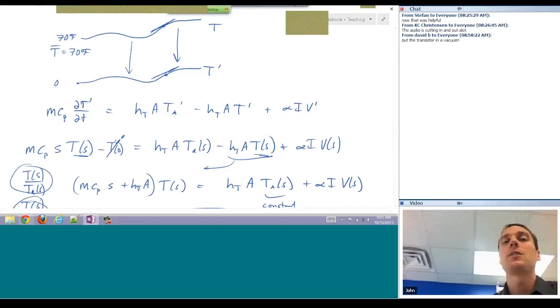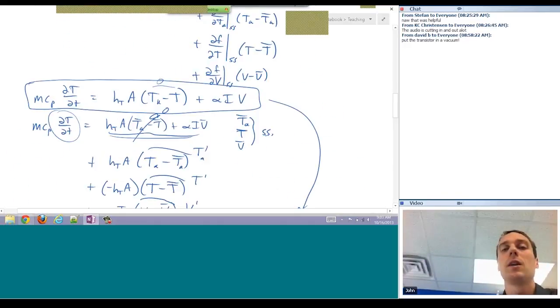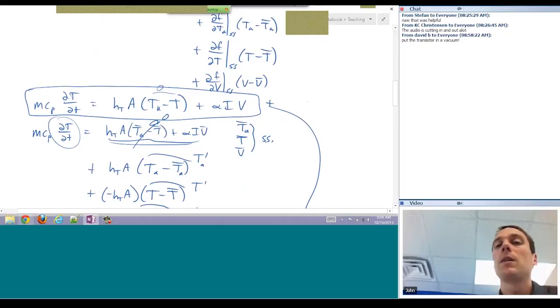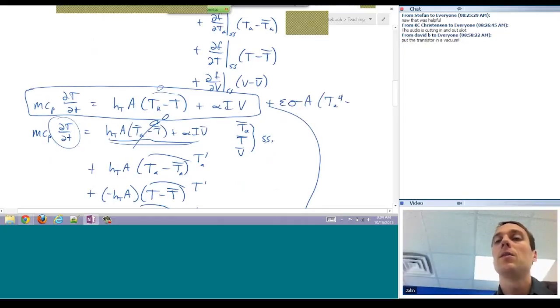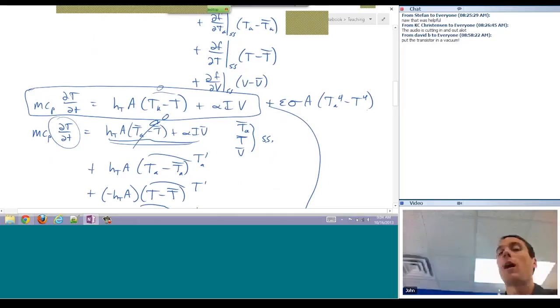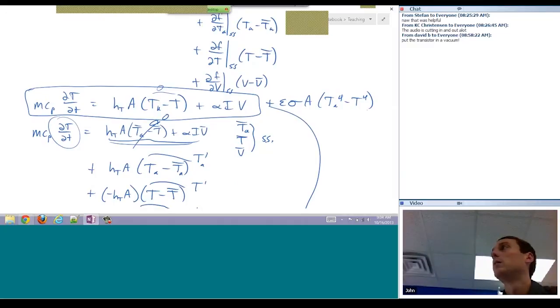Okay, so I'm going to go back to this original equation right here, and just add a radiative term. I think it's something like this: T ambient to the fourth minus T to the fourth, if that's radiation. So how would you deal with that when you linearize it? What would it change when you linearize it? Okay, so now it's nonlinear, right?